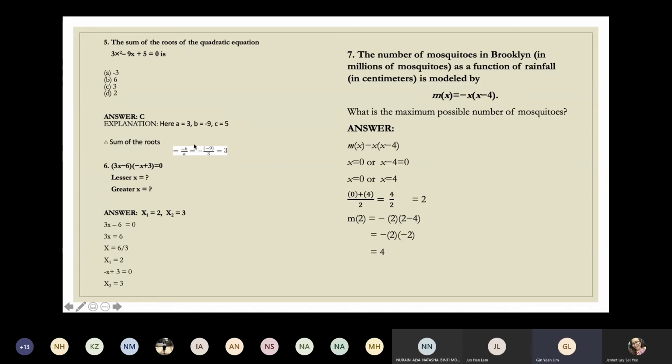No. Okay, thank you. So we proceed with question 6. 3x minus 6 times negative x plus 3 equals to 0. So you can either directly get the answer by using 3x minus 6 equals to 0 and negative x plus 3 equals to 0, or you can expand it, get the general quadratic equation and press the calculator, and you will get the same answer: x1 equals to 2, x2 equals to 3.